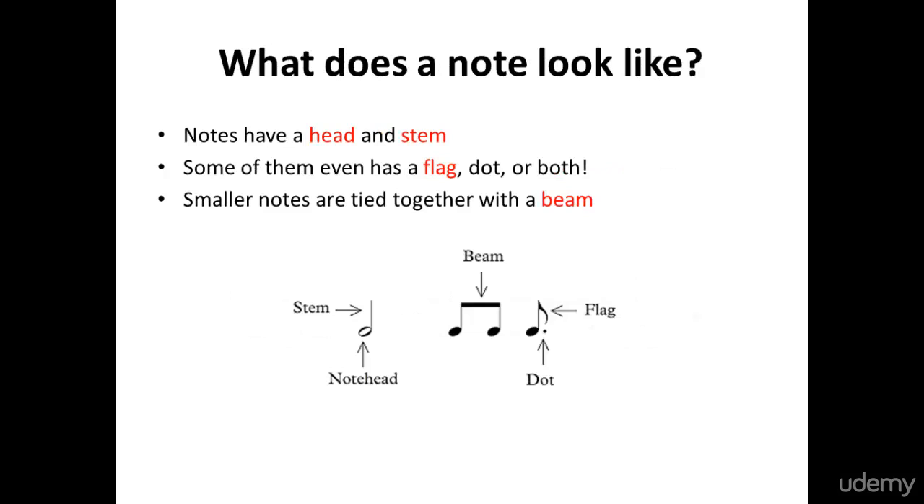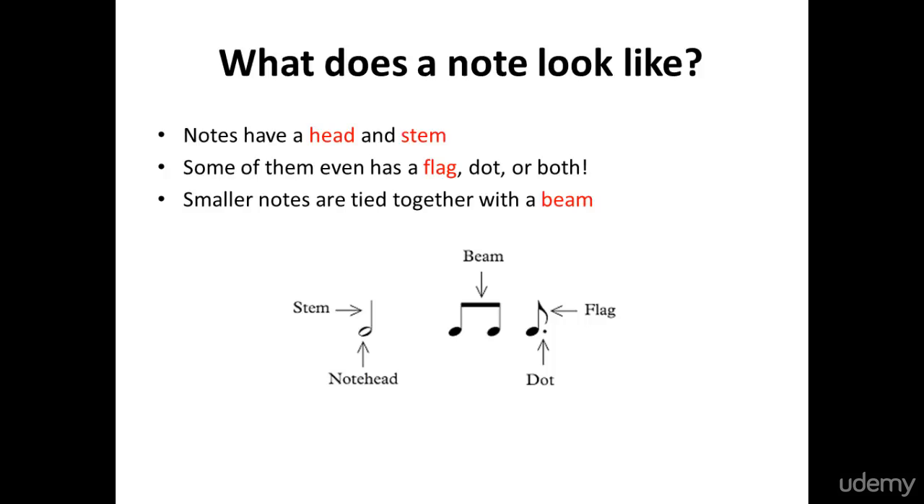What does a note look like? Well, notes have a head and a stem. Some of them even have a flag, dot, or both, as you can see in the example. Smaller notes are tied together with a beam. So basically we have a note head, and this is where it counts when it comes to the line or space, meaning we don't care about the stem that much. Sometimes the stem goes up, sometimes it goes down. What's important is the location of the head of the note.